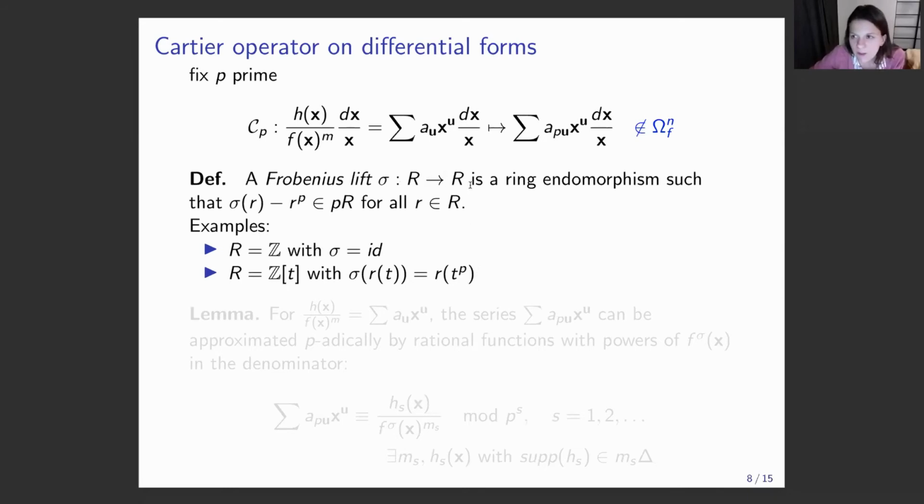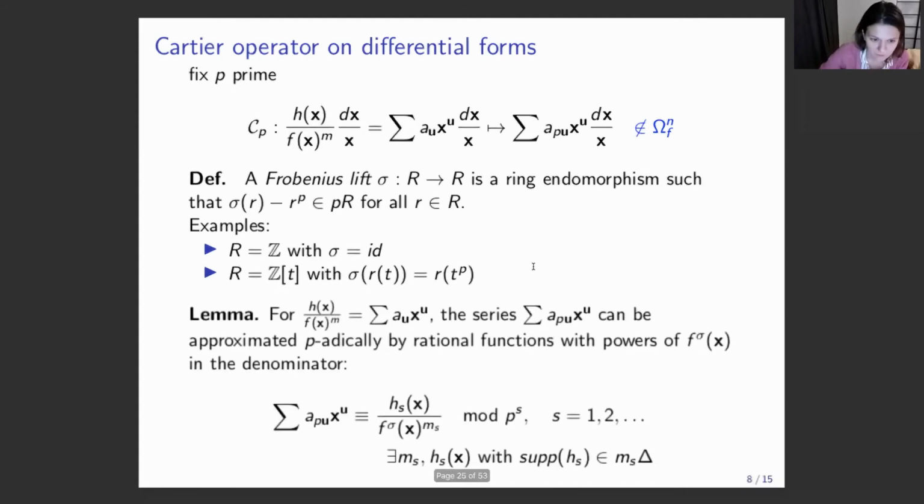So suppose we have a fixed Frobenius lift on our ring R. In this case, we have the following property: when one takes a rational function with a power of f in the denominator, then the series which results from applying our Cartier operation can be approximated p-adically by rational functions with powers of f sigma in the denominator. Here f sigma is obtained when we apply sigma to the coefficients of f. We change them by this Frobenius lift sigma. That's basically an elementary lemma, so that we can build a sequence of rational functions that approximate this series.